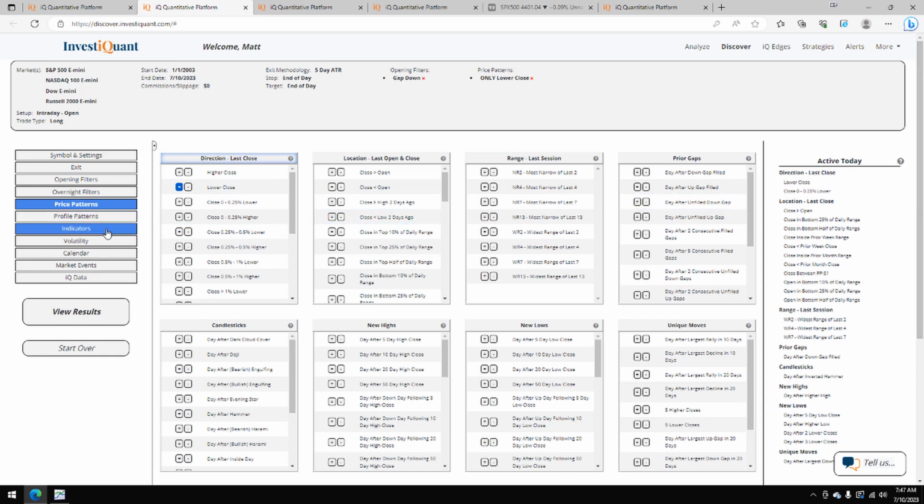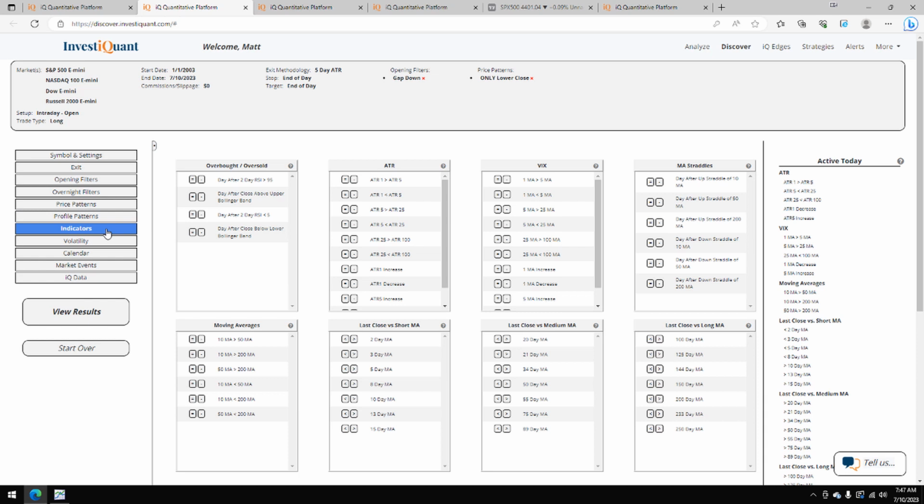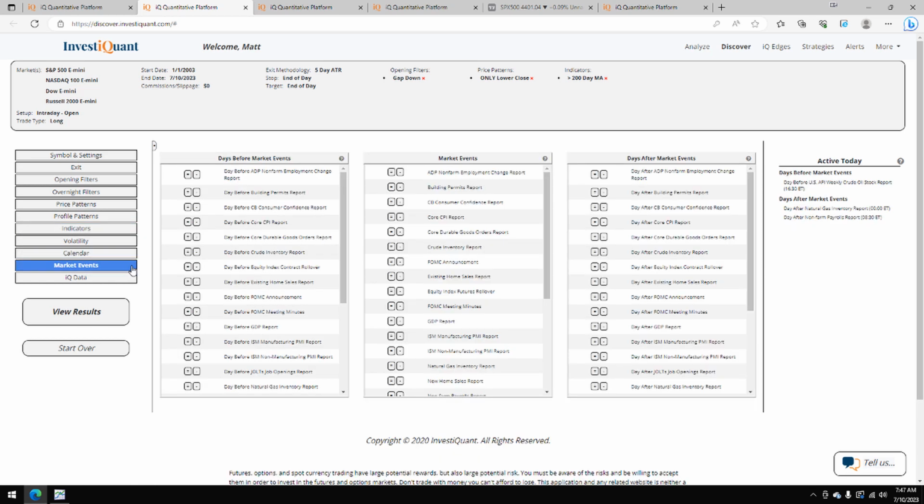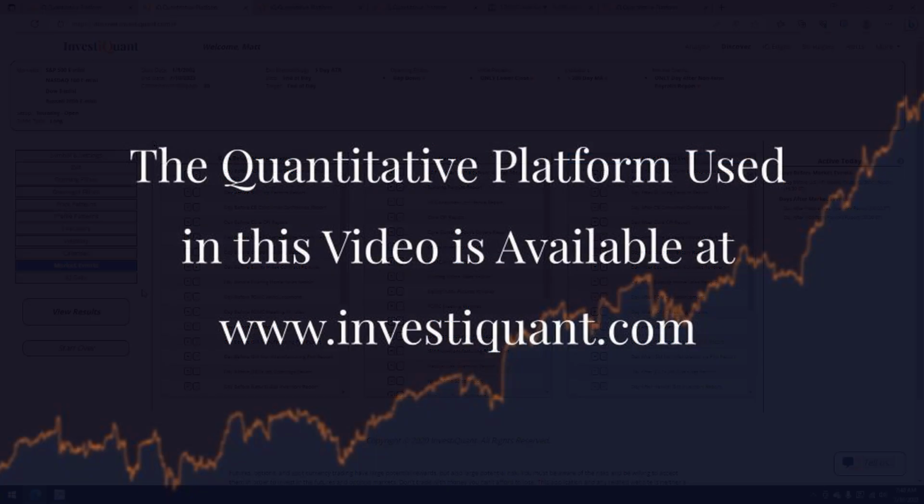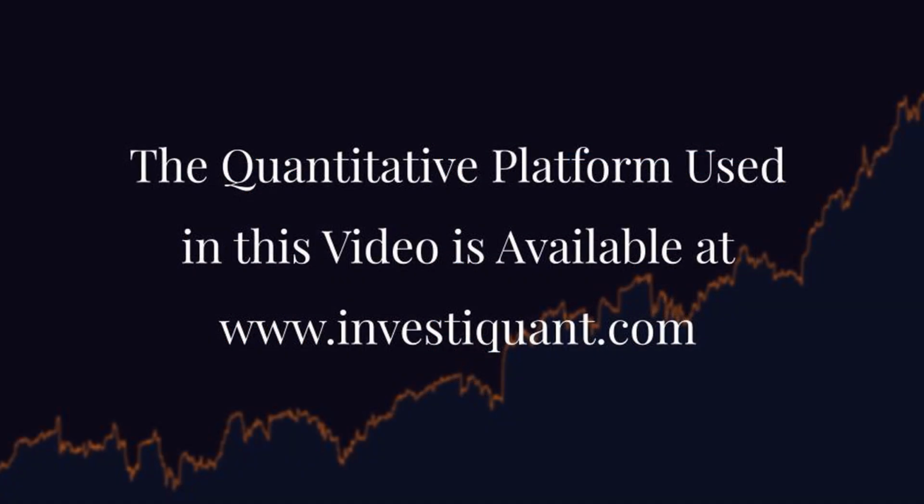All right, next I'm going to go to the indicators library, and I'm going to put us above a 200-day simple moving average, and that's the only one that I'm going to use today. I'm going to skip over the 10 like I would normally use just to keep more samples. And then I'm going to go to the market events library. I'm going to say today is the day after the non-farm payrolls report. That's going to be available here on the active today, that bottom option, day after NFP. Now I can click view results.